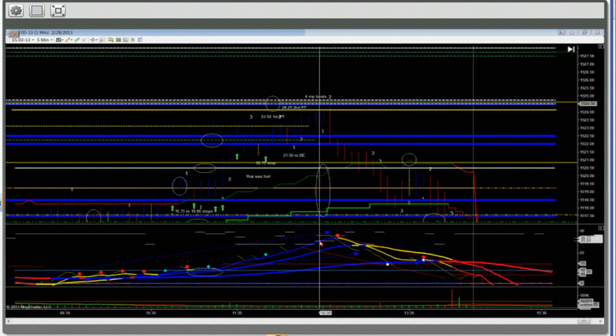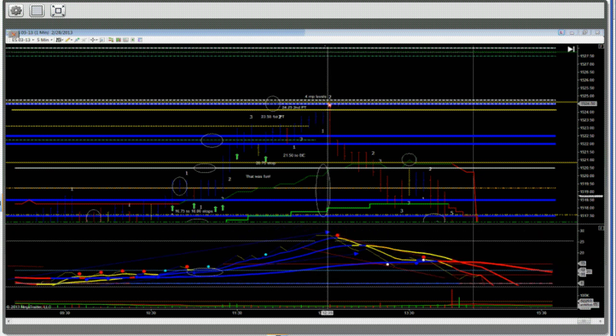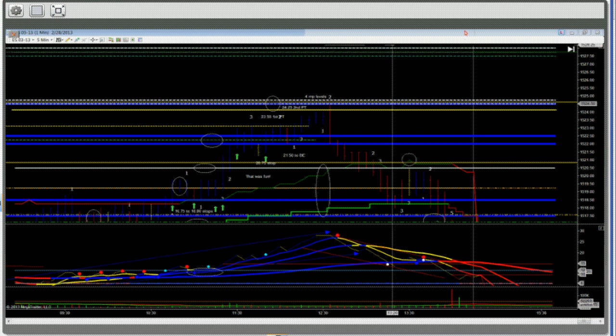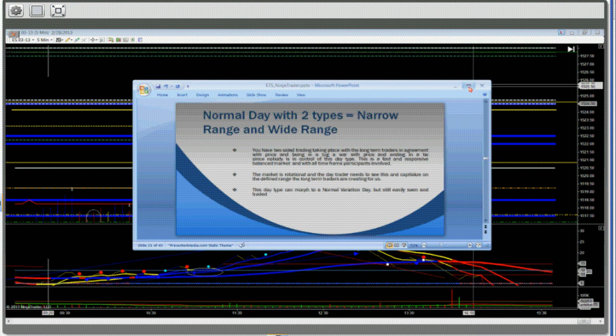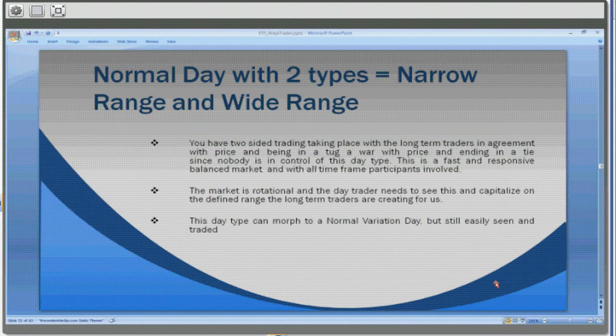But anyway, look at this flat line up here, this option indicator flat line with a 2 conviction. Anyway, I'll sulk probably until Saturday over that. But not in a bad way. Normal days can morph to normal variation days, but we know it. It's easily seen with our trading plan.